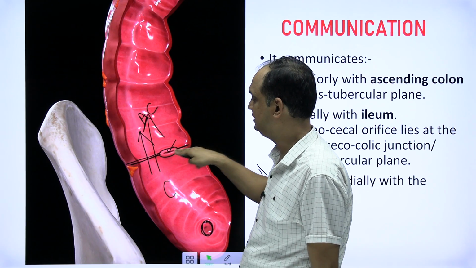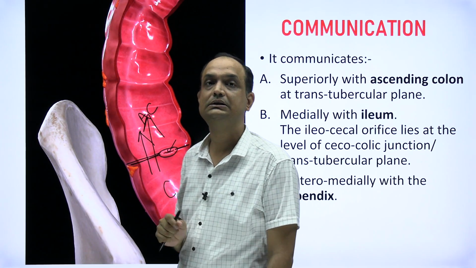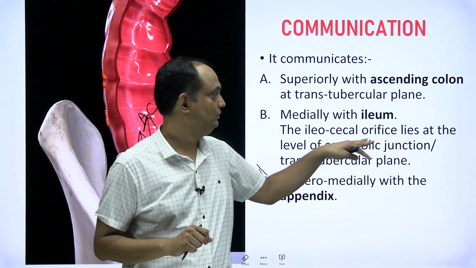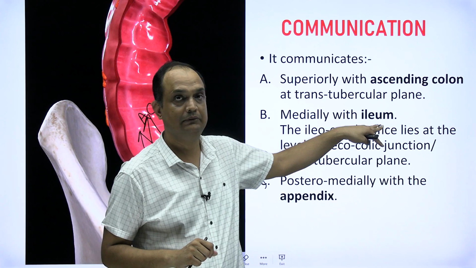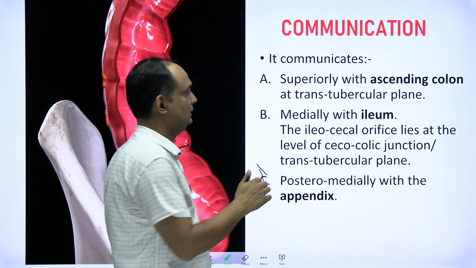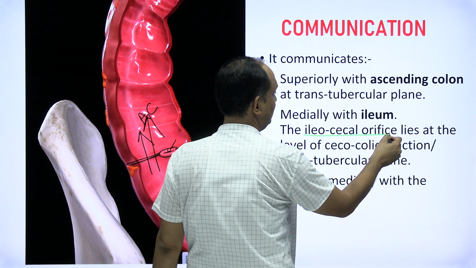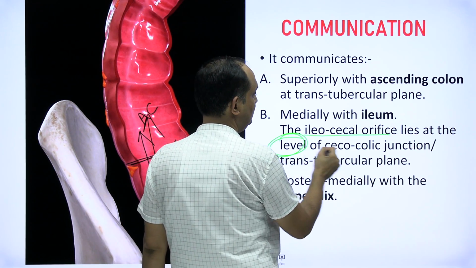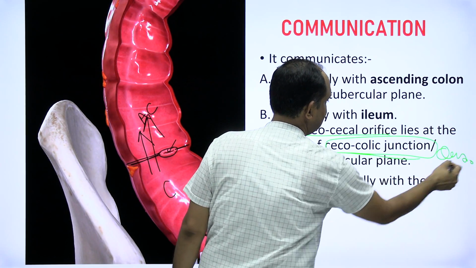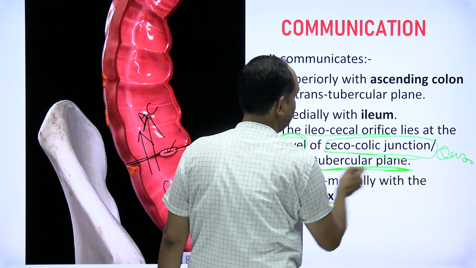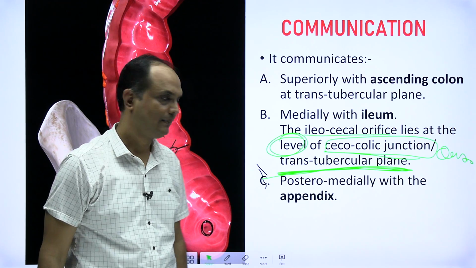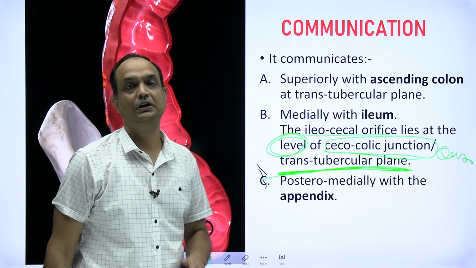So what is the cecocolic junction? The cecocolic junction lies at the opening of the ileum in the cecum. Clear? Superiorly it continues with the ascending colon. Medially you have the ileum, and the important thing is that the opening of the ileum, or the ileocecal orifice, is at the level of the cecocolic junction. This is a very important question, and this junction lies at the transtubercular plane. Clear? And the third is the communication with the appendix.